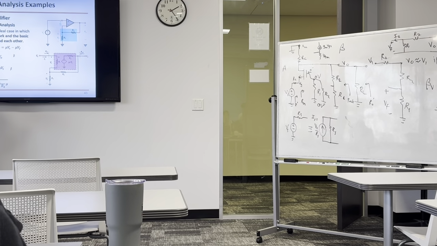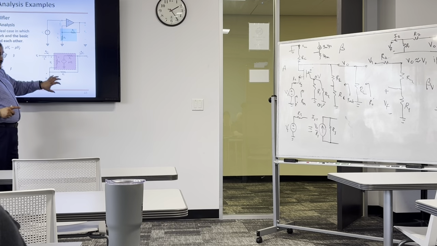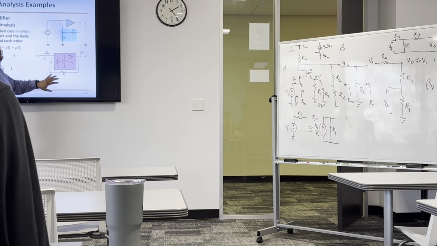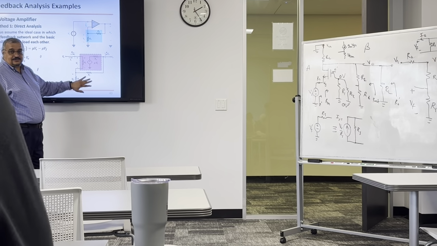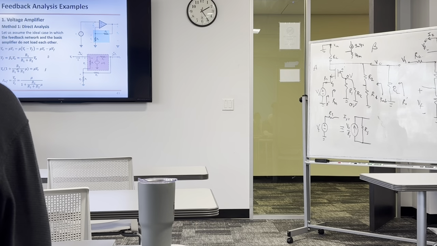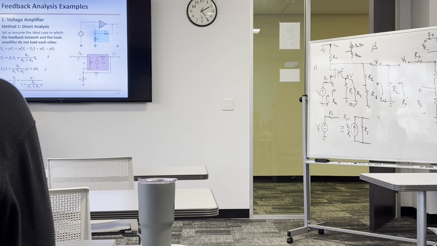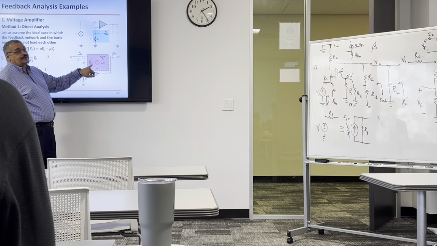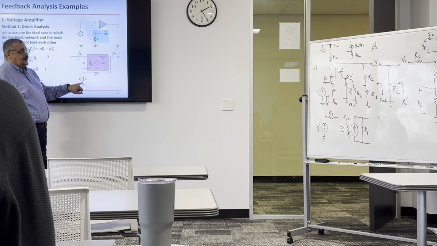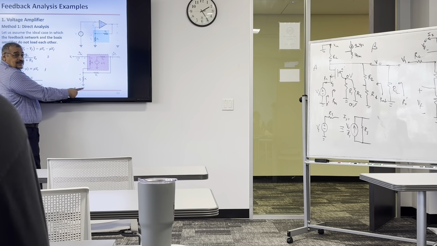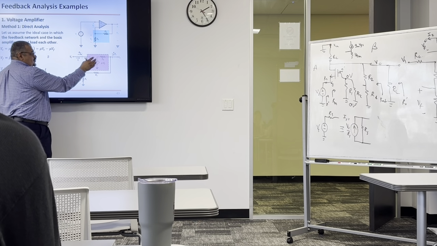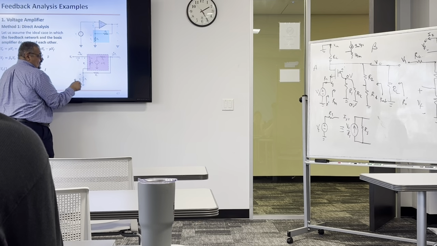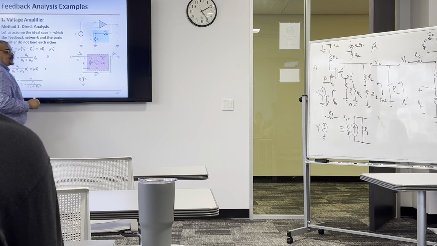Not only this, but we also assume that this one does not load this one. So the beta network does not load the A network, and the A network also does not load beta. What does this mean? It means that Ri is much, much larger than R1. Because this voltage is not just a voltage divider, right? You have to include Ri in the formula. But if Ri is very large, you can assume it's open, then this voltage is just a voltage divider of V out among R1 and R2.